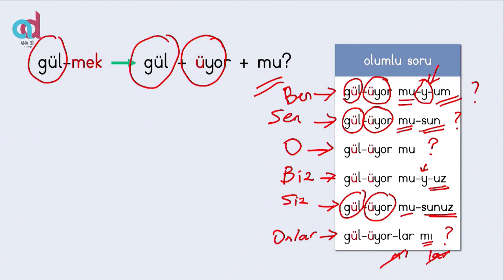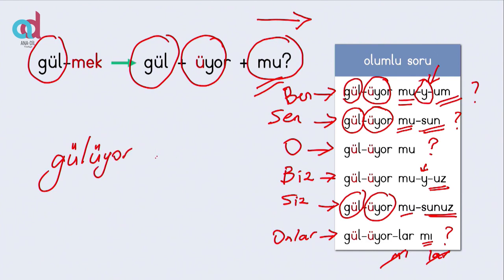One more thing that you have to memorize, this is something about a writing rule. You need to write this separately. You do not write them together. I mean, what I say is gülüyor mu? So this one has to be separate from the word. You also have to remember this one, okay, as a rule. So let's keep moving here.